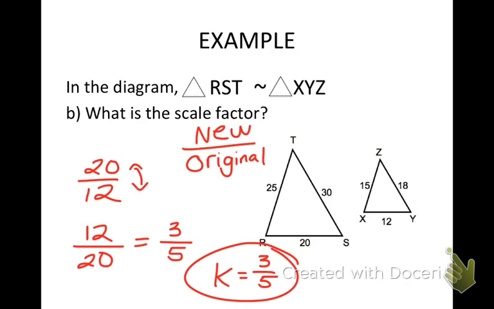It would be 3/5 either way. If I did 15 over 25, does that reduce to 3/5? Yeah. If I did 18 over 30, taking out 6 gets me 3 over 5. So it doesn't matter which ones you pick, you're still going to get the same scale factor. Okay? All right. Let's flip on to the back.